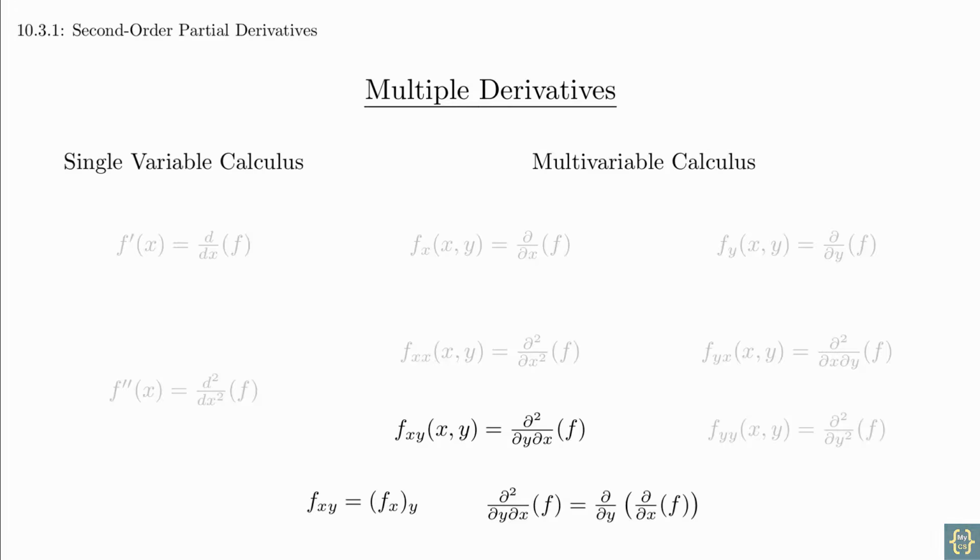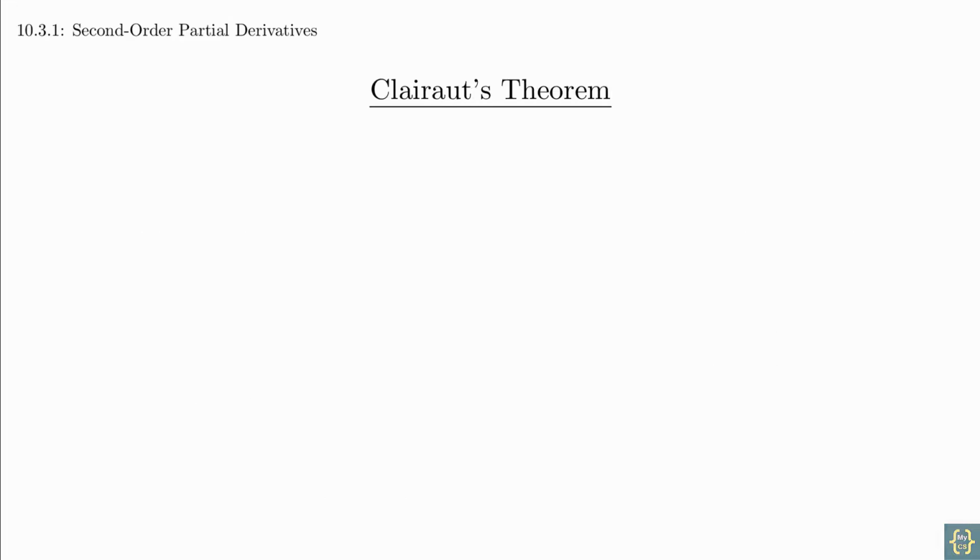The nice part about all of this is that if you know how to take first derivatives, you know how to take second derivatives. Just make sure to keep track of which variables are constant at each step. An even nicer fact is that for the functions that we will be working with, the mixed derivatives will always be the same no matter what order you calculate them. This result is known as Clairaut's theorem.